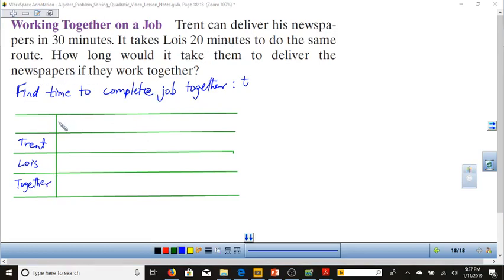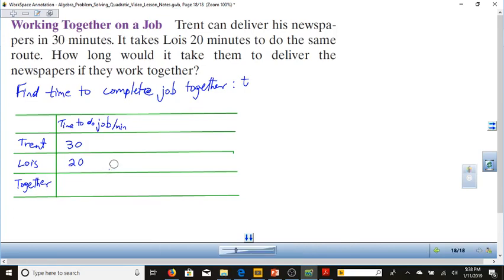So, time to do the job. Trent takes 30 minutes, and Lois takes 20 minutes. And the time they will do it together, let's see how much time that is. We don't know that. That's what they're asking us to find. So we're going to call that T.